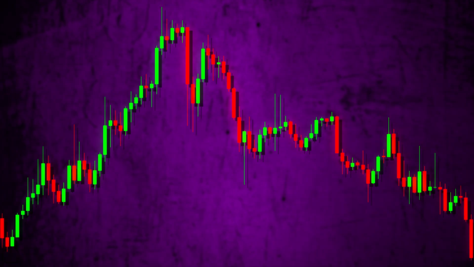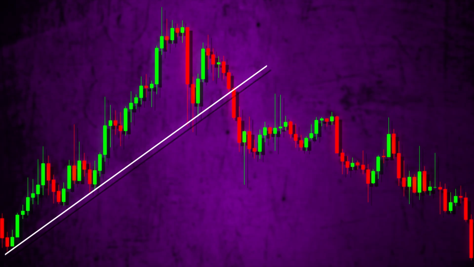a trend line. The steeper the trend line you draw, the less reliable it is going to be and the more likely it will break. Like horizontal support and resistance levels, trend lines become stronger the more times they are tested.